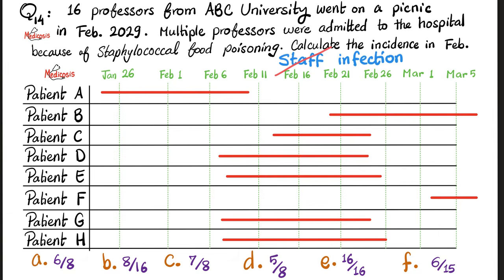So we had 16 professors that went on a picnic. Many of them were admitted to the hospital because of staph food poisoning. They probably had some ham, banana pudding, cookies, custard, stuff like that. That's how you get a staph food poisoning. But if you drink homemade carrot juice on a picnic, guess what you get? Botulism.